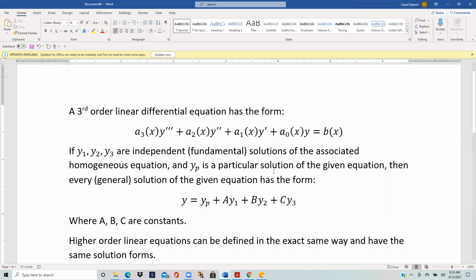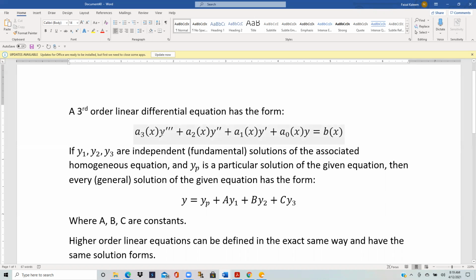The particular solution is again the same as it was defined in case of second order equations. Then every solution has the form particular solution plus ay1 plus by2 plus cy3. And this is exactly the same as we had in case of second order equations. We're just adding one more dimension. In that case, it was the particular solution plus ay1 plus by2. And now we also have a cy3, where a, b, c are constants.